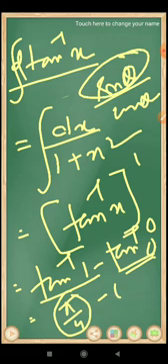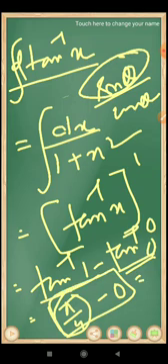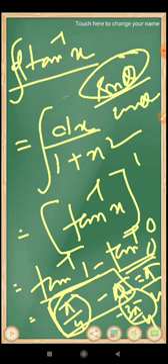So if you take 0, then pi by 4 is the total answer: pi by 4 minus 0 is equal to pi by 4. If you take it as pi, then pi by 4 minus pi will be minus 3 pi by 4. It depends on which one you are taking. If you are taking 0, you will get pi by 4. If you are taking pi, you will get minus 3 pi by 4. Okay.